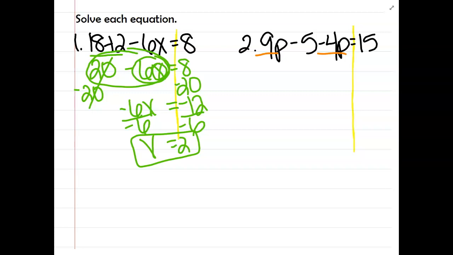What I love is that students recognize, hey, 9p and a minus 4p, I can combine those together. But here's what I see, and don't copy this down because it's not right. I see students go like this, okay, well, I'm going to do this. And that's going to give me 13p minus 5 equals 15. What's the problem with that?